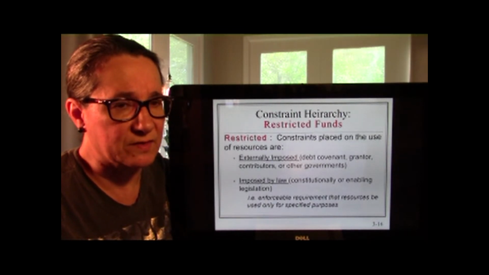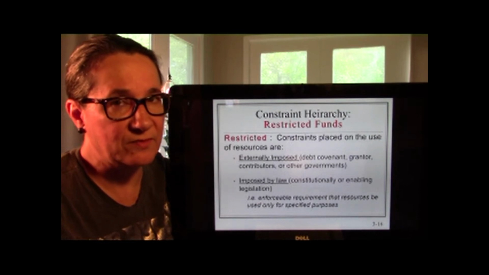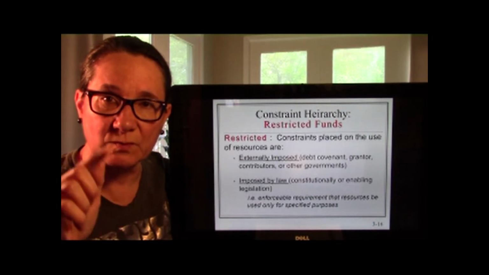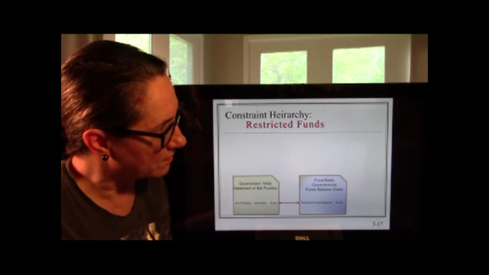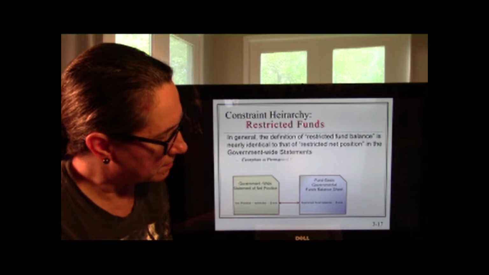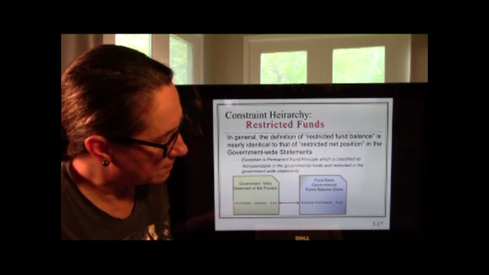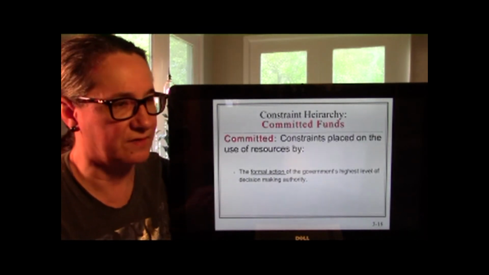restricted funds with non-spendable funds. Non-spendable funds are going to get spent. They're just going to get spent on this one certain restricted thing. All right, committed funds.